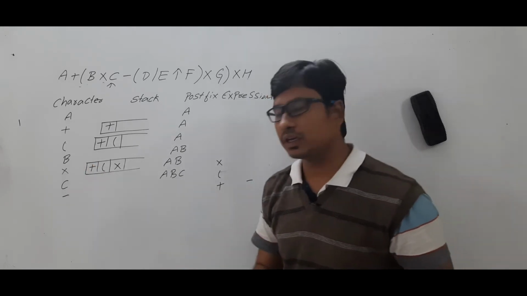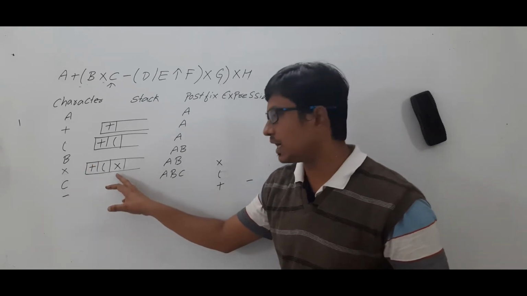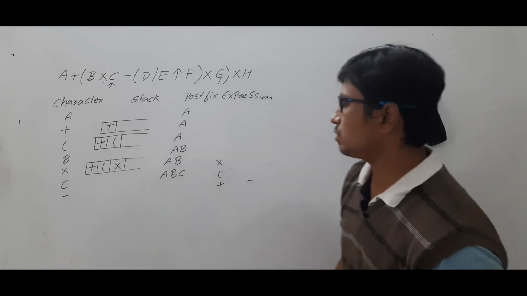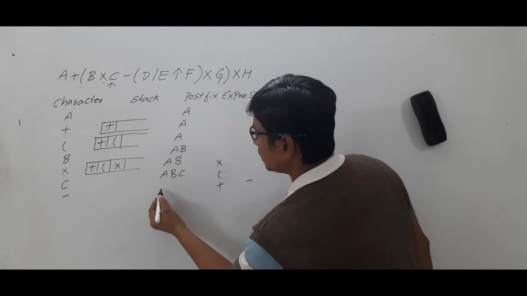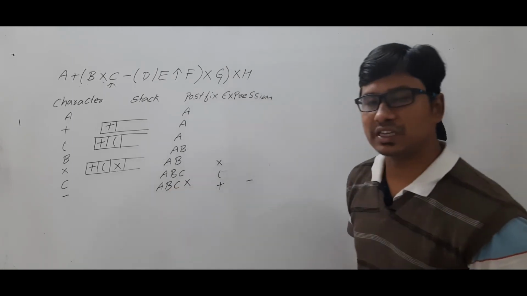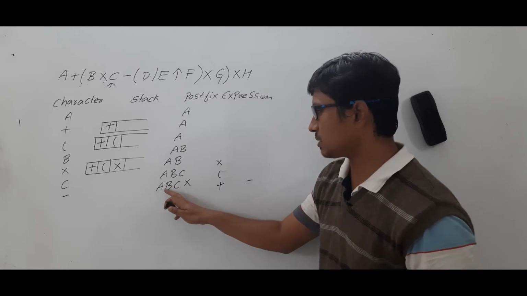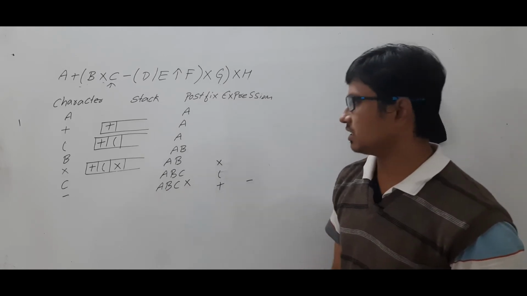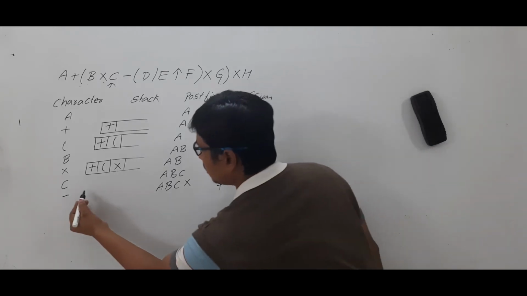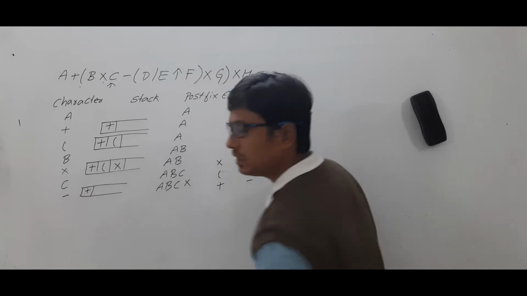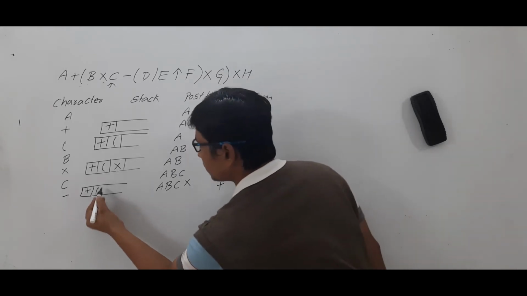Okay, don't worry, I will discuss slowly so that you will understand. Now the multiplication has the highest priority, so what you need to do is pop the multiplication and write it in the postfix expression. So now the postfix expression consists of a, b, c and multiplication. Okay, now what does the stack consist of? You have the addition, you have the open parenthesis.